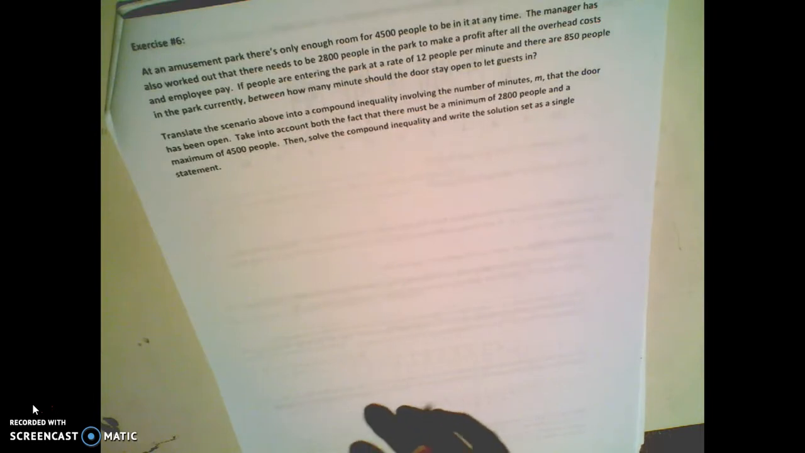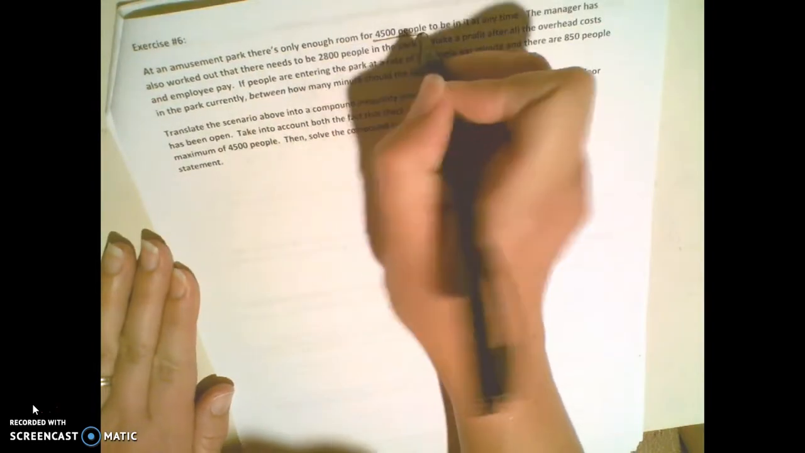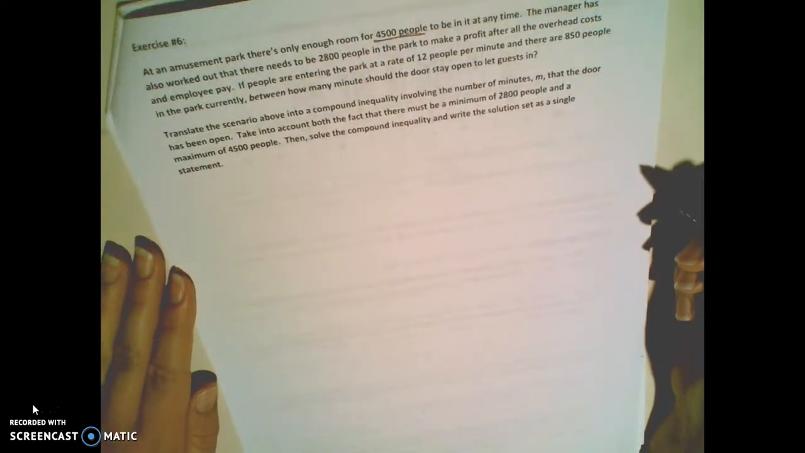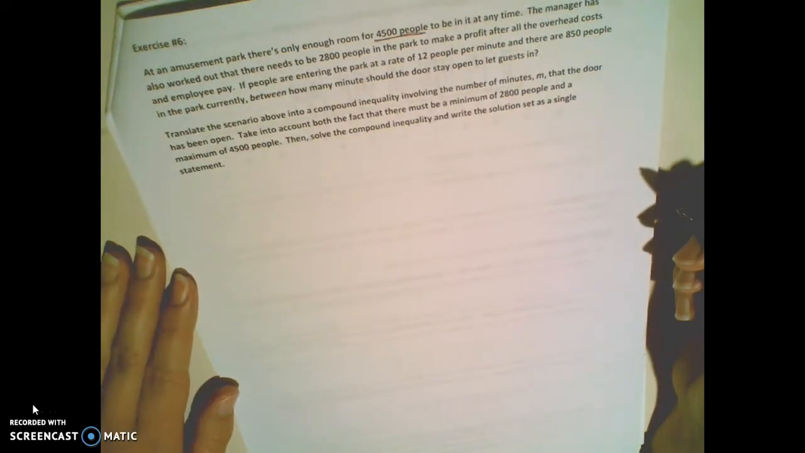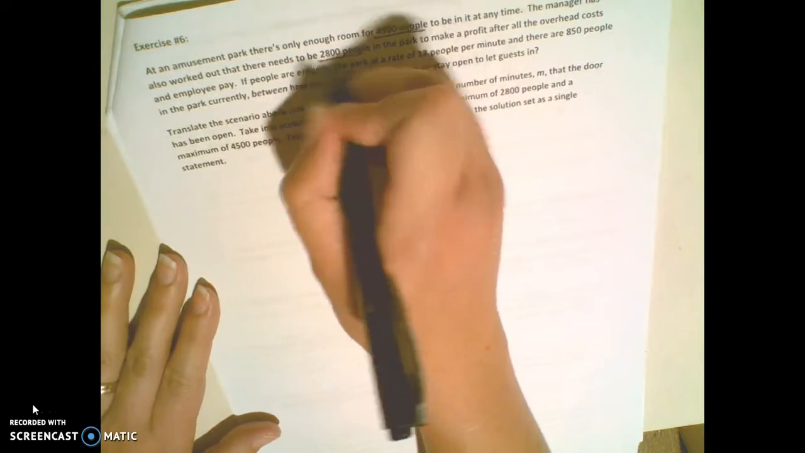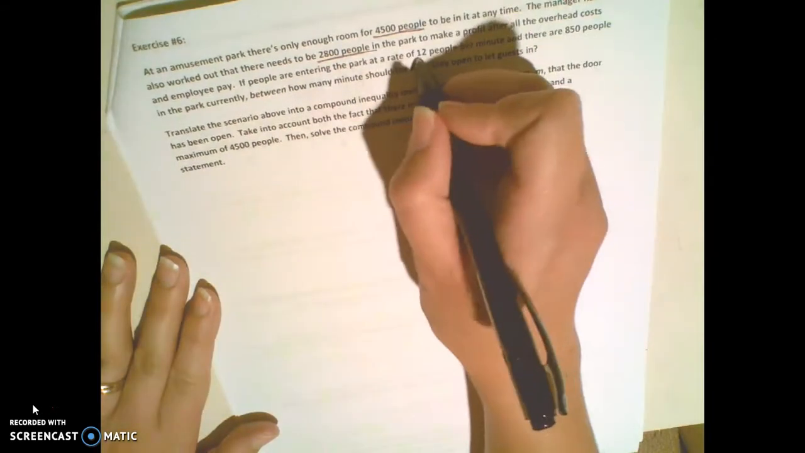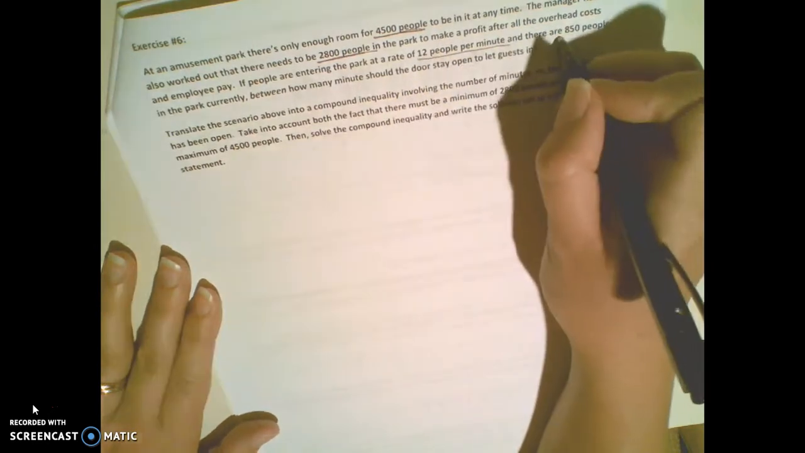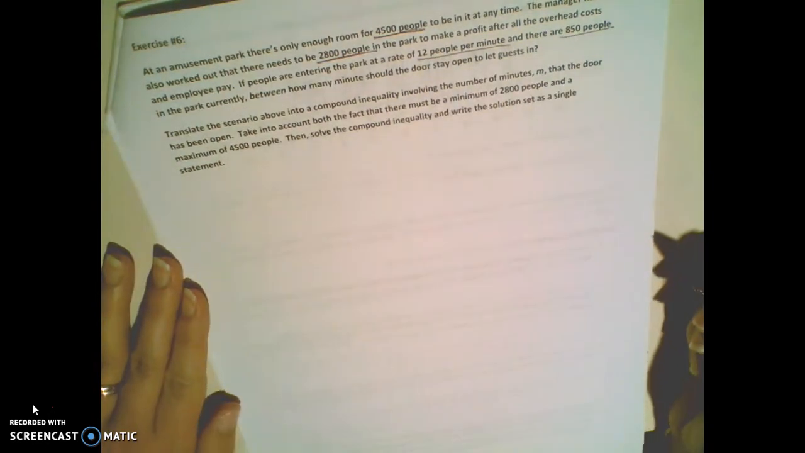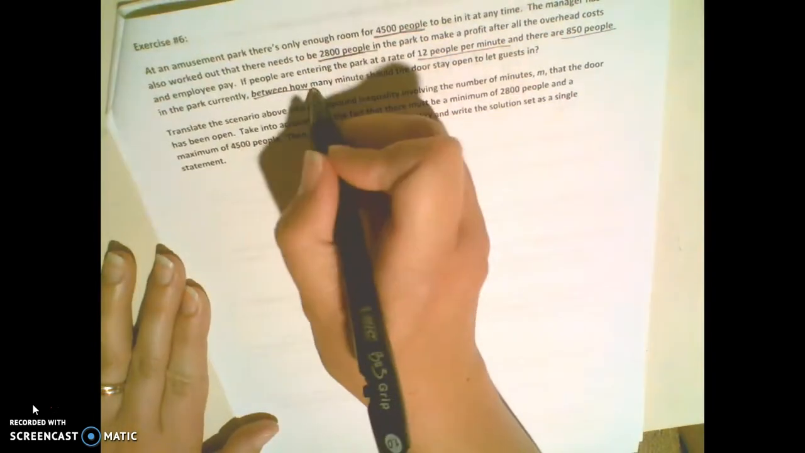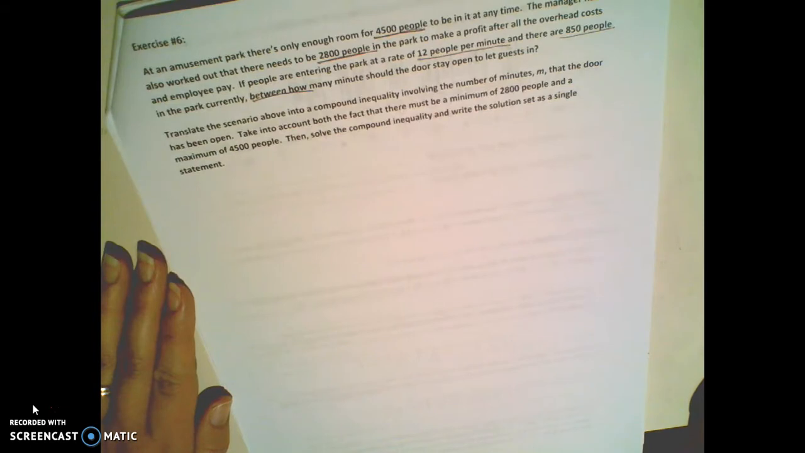Okay, now sometimes we're going to have word problems that we want to represent in an equation. So we've got an amusement park. There's only room for 4,500 people to be in the park at any time. The manager has also shown that you need at least 2,800 people to make a profit. People are entering the park at the rate of 12 people per minute, and there are already 850 people in the park currently. We want to know between how many minutes should the door stay open to let guests in.